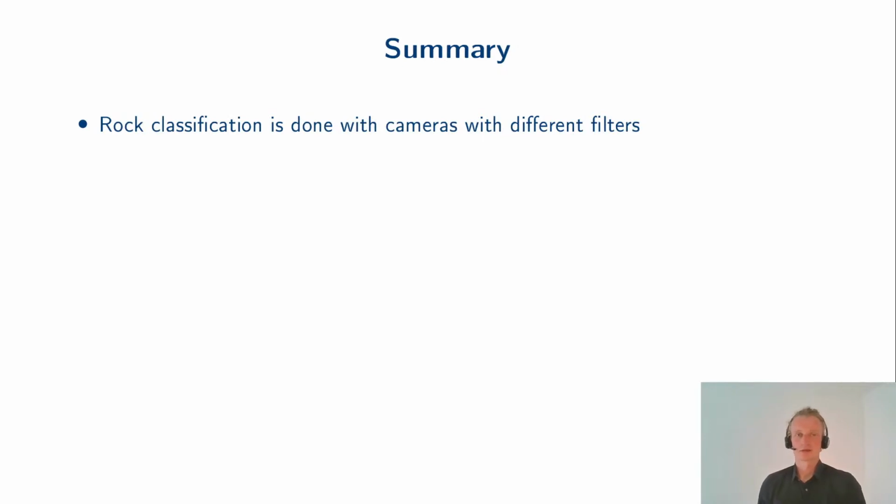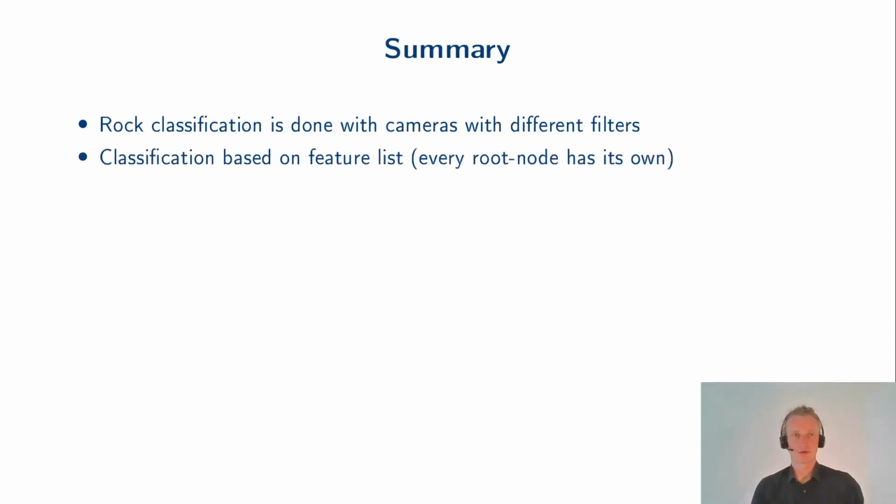Now I would like to summarize what we previously learned. Rock classification is done with cameras with different filters, like near-infrared or ultraviolet filters. The classification is based on feature lists which need to be set up beforehand, and every root node has its own feature list. These feature lists, of course, need to be set up by some geological expert within the context of rock classification.